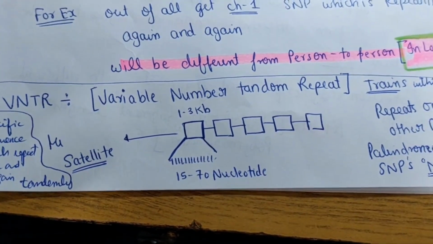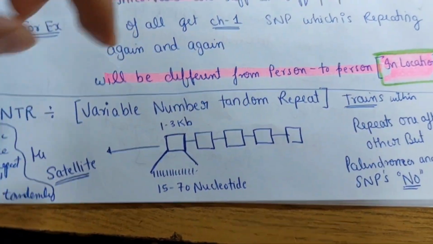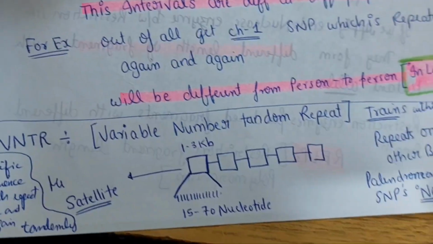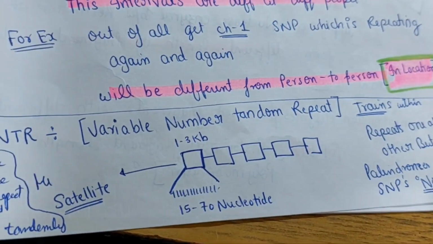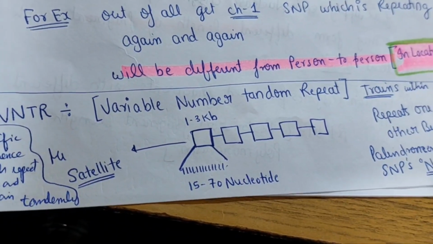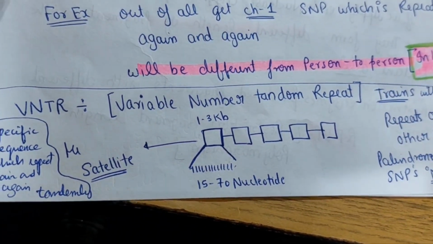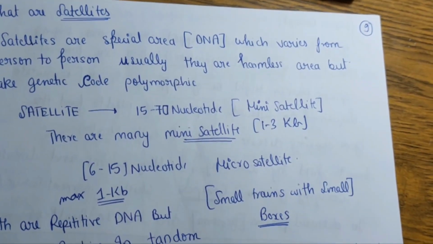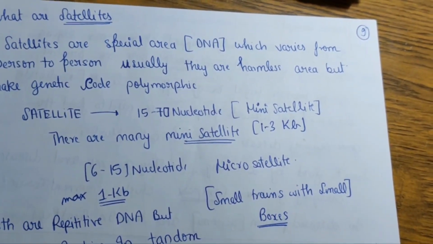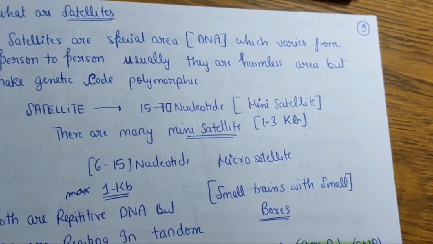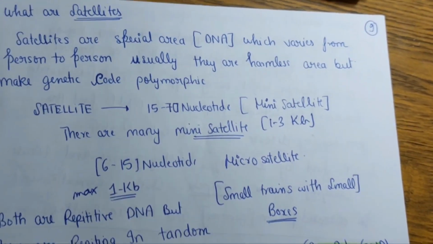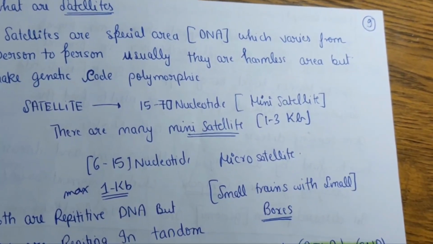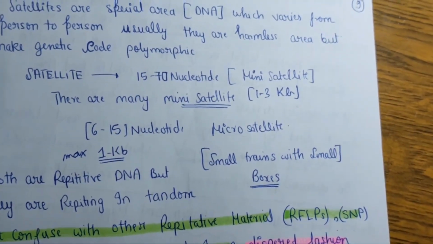These variable number of tandem repeats can be considered as a train which has many bogies or boxes. Variable number of tandem repeat is of two types. It has two types of satellites in it, that is mini satellites and microsatellites. So satellites are special areas of DNA which vary from person to person. Usually they are harmless areas but make the genetic code polymorphic. Okay, so we have two types of satellites, microsatellites and mini satellites.